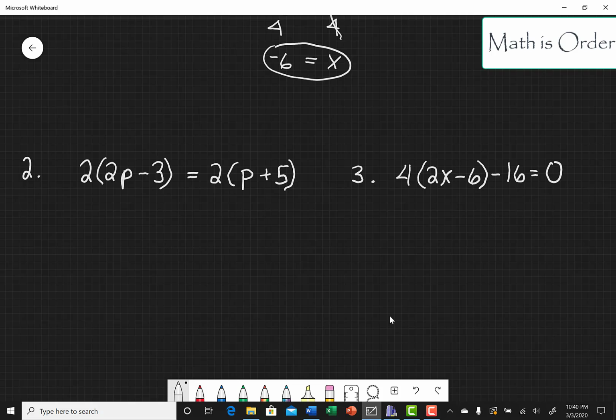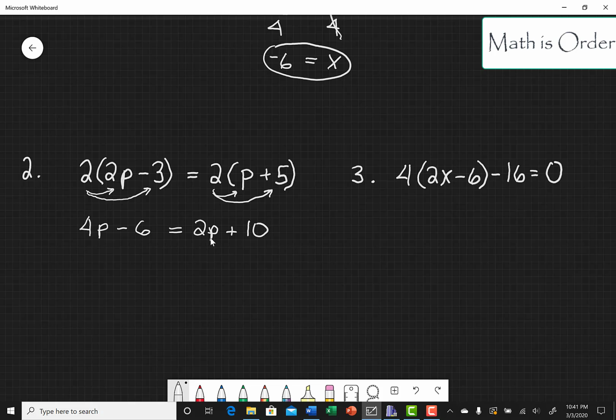So that means we want to take 2 and multiply it to this 2p, and then we want to take 2 and multiply it to the -3. In the same way over here, 2 and p, and 2 and 5. So this is going to give us 4p minus 6 equal to 2p plus 10, right? Now that we've removed the parentheses, we need to combine like terms, right? There are no like terms on the left side. We can't add or subtract 4p and 6 because they're not like terms.